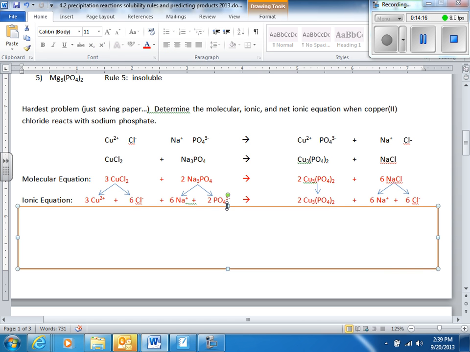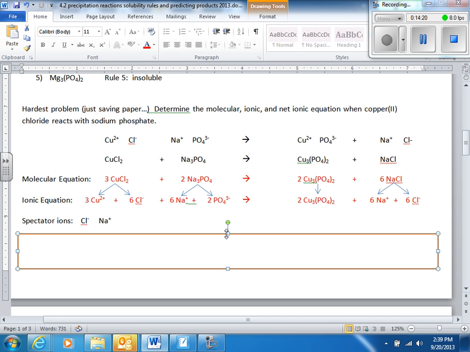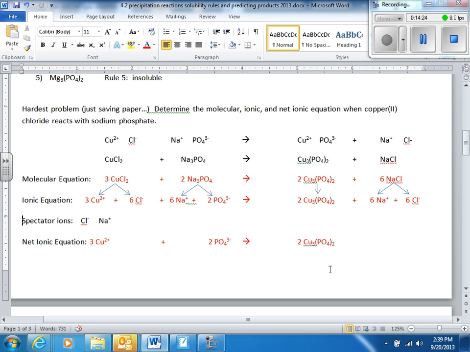6 Cl minuses. Spectator ions, look for what didn't change at all. Cl minus and Na plus didn't change. Cancel those out to get my net ionic equation, and we are done.